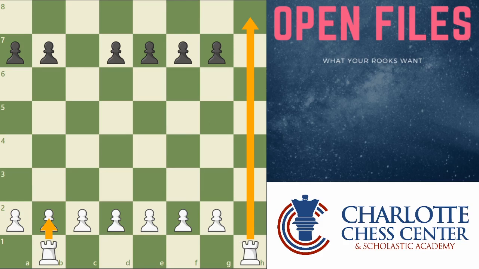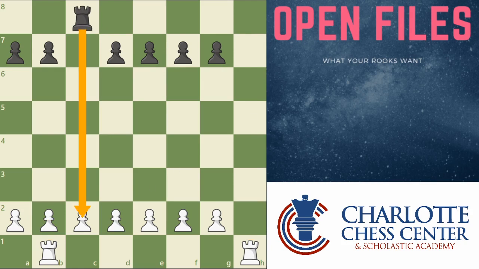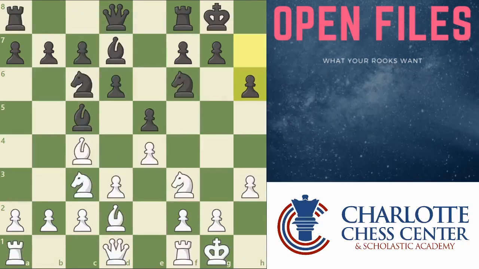And what about half open files? Well, if I put a black rook on the open file, he's very happy because there's no black pawn. The white rook doesn't care as much because there's still a pawn in his way. This is why open files and closed files and half open files are very important to be able to recognize. So we put our rooks on open files, easy enough.